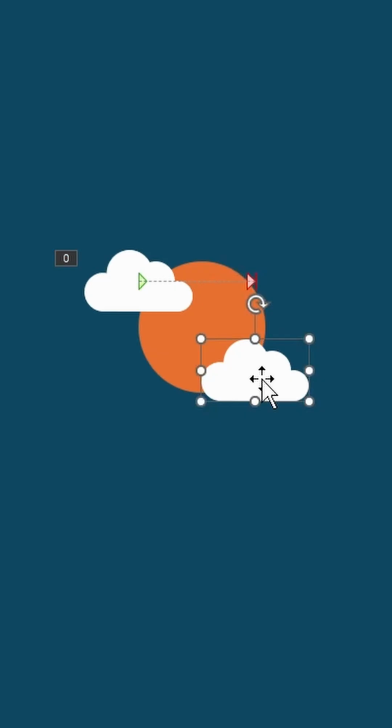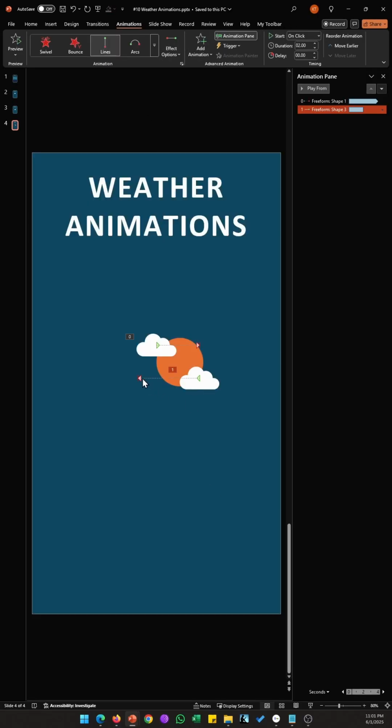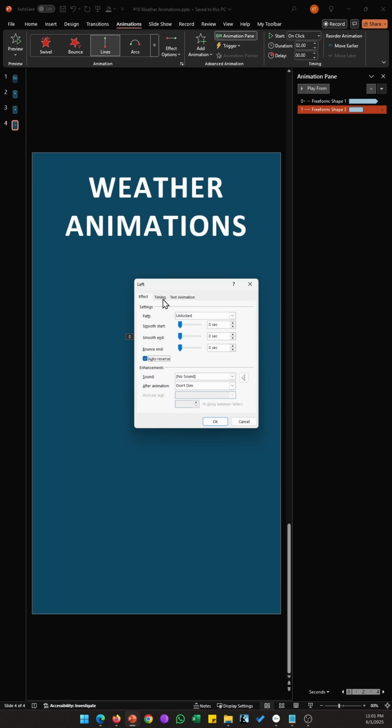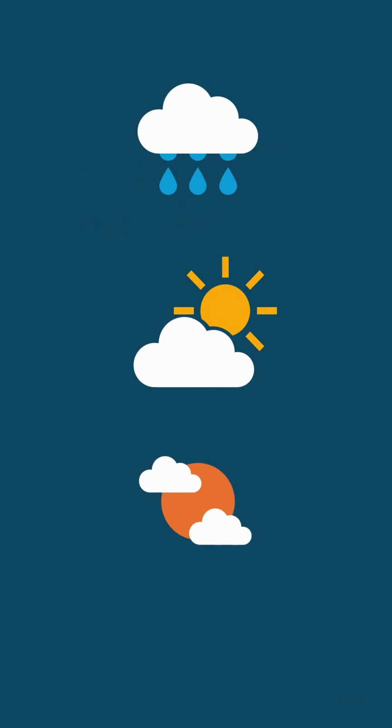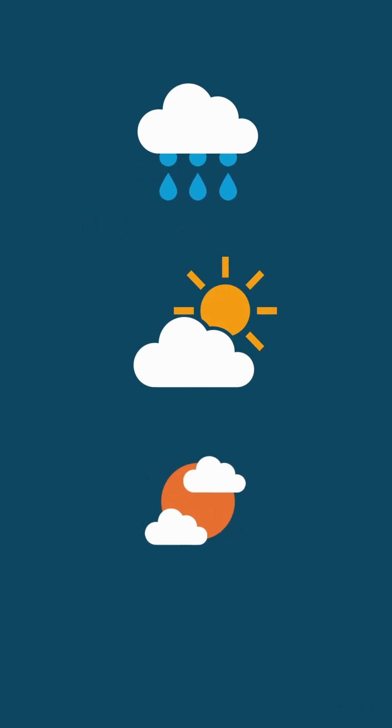Apply the same animation to this bottom cloud except the direction needs to be left. This is how the 3 animations look in the full screen mode.